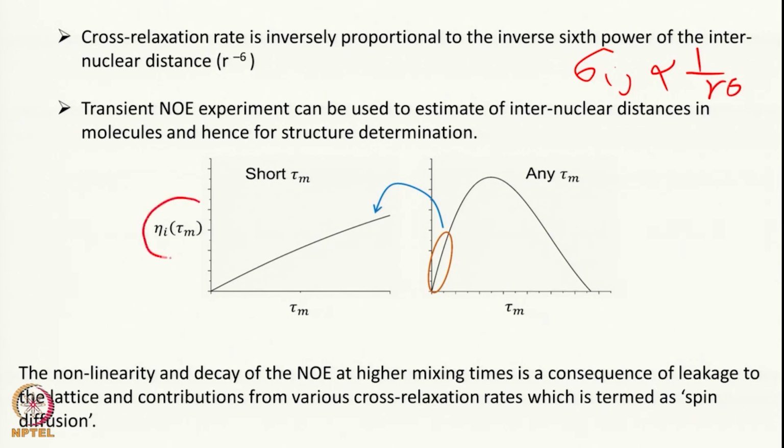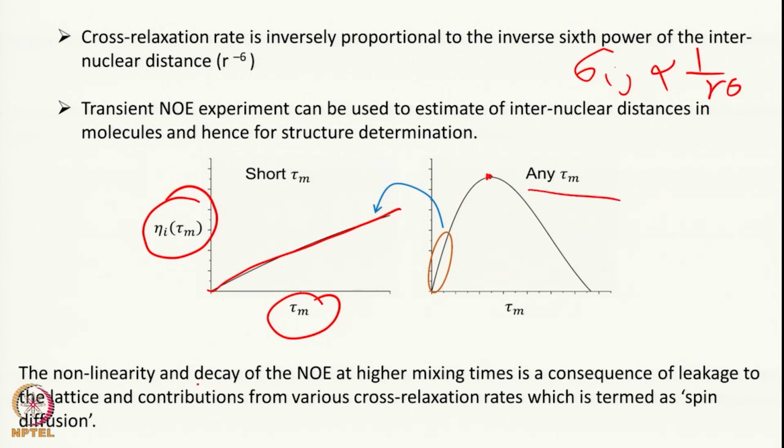So, here is our enhancement factor and this is tau m. For short Tm it is very linear. In this linear regime we can vary the mixing time and measure the distance, and that is used for structure determination. However, if you keep increasing this mixing time, then it becomes non-linear. Here if you look at it, it keeps increasing and then it starts decreasing, that is a non-linear behavior.